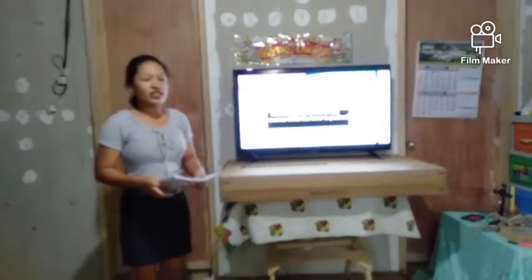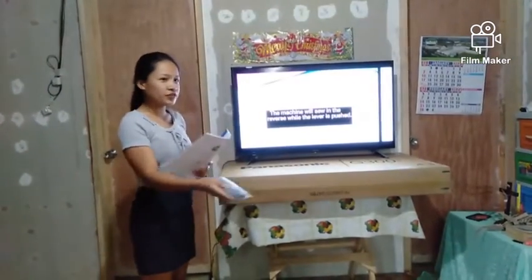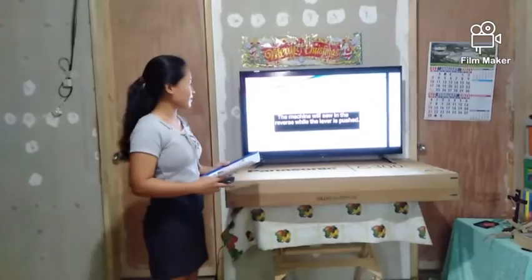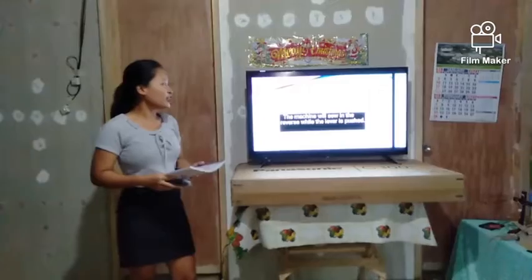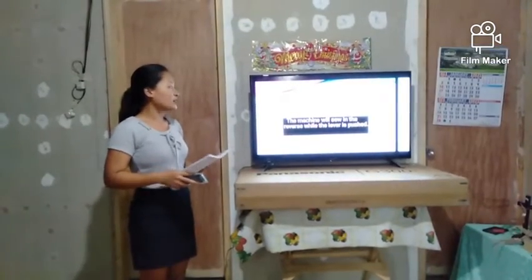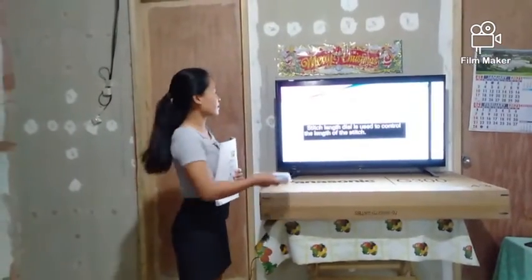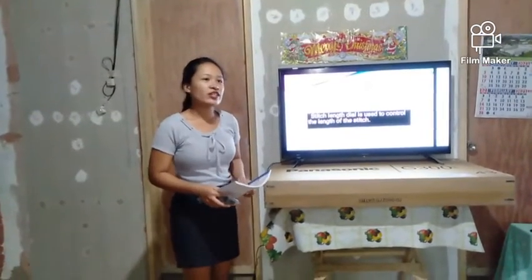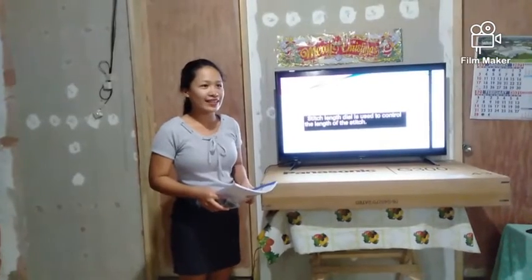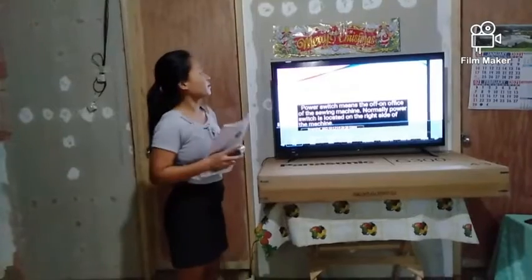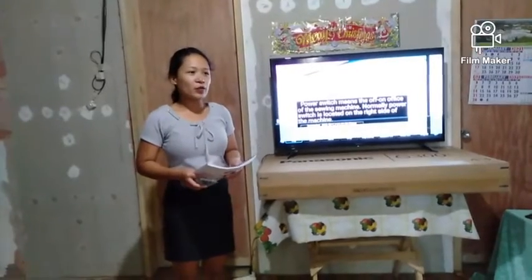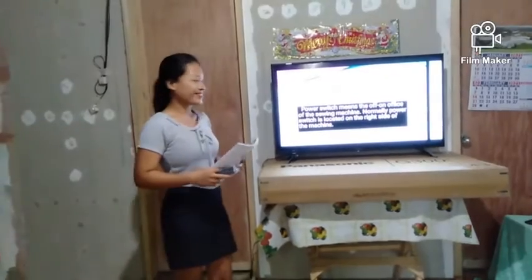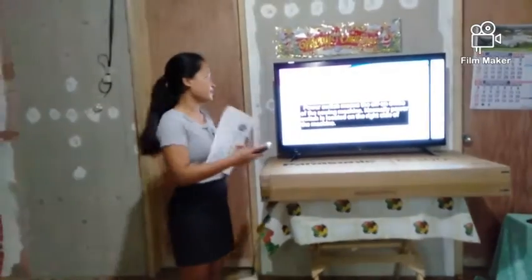Okay, the reverse stitch lever. So, can someone read this paragraph? Okay, thank you. Go ahead. Okay, very good. So, the machine will sew in reverse while the lever is pushed. Stitch length dial. The stitch length dial is used to control the length of the stitch. Okay, next is the power switch. Okay, please read the paragraph. Mercy. Okay, thank you. Very good.